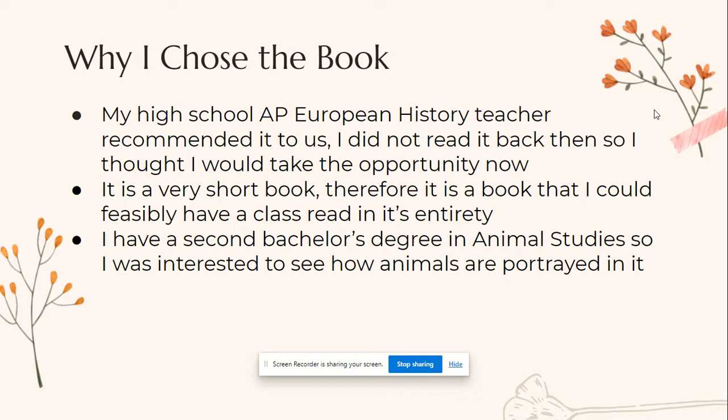So I finally decided to go ahead and read it and take his advice. It's also a very short book, so that means it's a book that I could feasibly have a class read in its entirety. It's only 100 pages, so that's a length that a middle school class could actually read, the entire book, rather than just pulling out certain passages, and analyze the whole book and its meaning and how it relates to communism. And then just a little fun reason why I chose it: I actually have a second bachelor's degree in animal studies, so I was interested to see how animals are portrayed in this book.